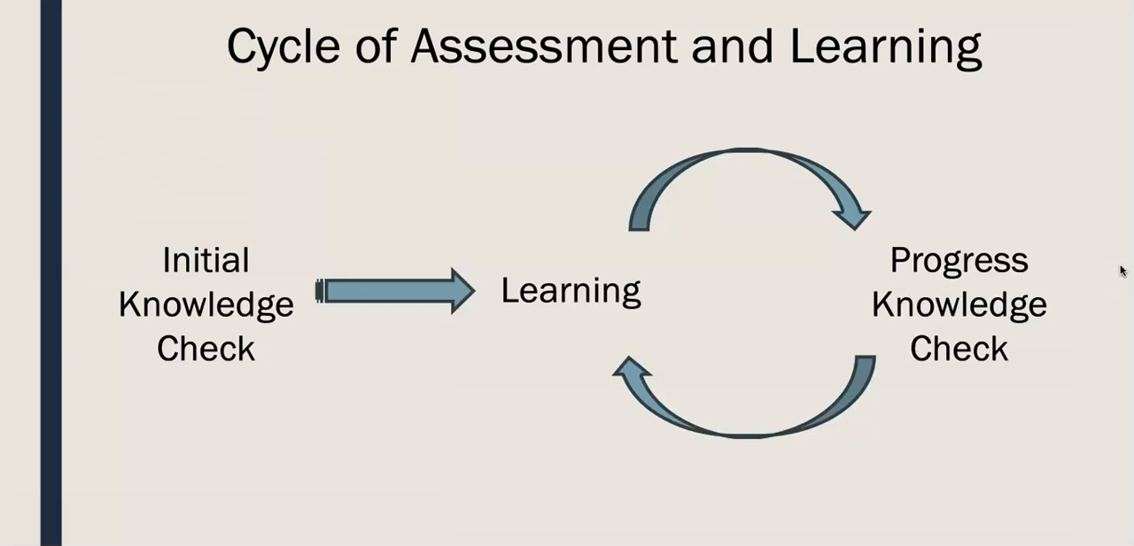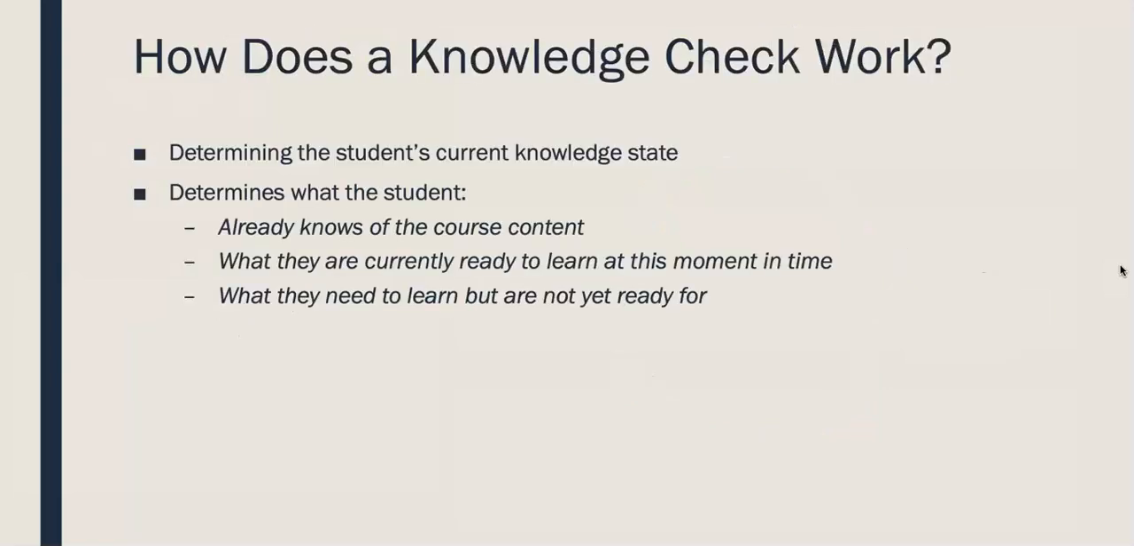The adaptive side of ALEKS works through a cycle of assessment and learning. Students will take an initial knowledge check, which will in turn personalize their learning path through the topics chosen by the instructor. Throughout the course, they'll then be prompted with progress knowledge checks to ensure retention of their learning and to continually personalize the path to meet their needs. This cycle creates space for students to continue to grow and expand their learning.